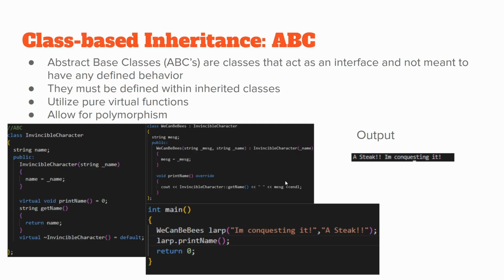So in this example, I've declared an abstract base class called invincible character, where I pretty much have the same syntax as my dancing class. However, I have these two new keywords right here. I declared a virtual void print name function, but I set it equal to 0. This essentially means that I declared it as a pure virtual function, meaning that whatever class inherits it must override it, declare it and define it.